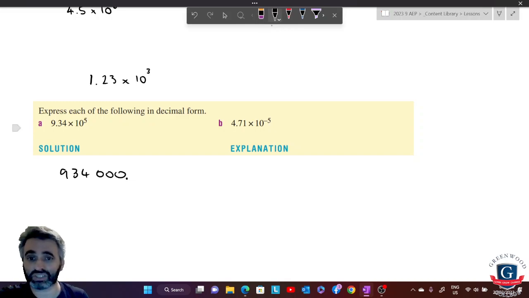And similarly in the other direction, this is 4.71 divided by 10 to the 5. So it's a very small number. So I'll put 471 down this end, put some zeros in front of it, consider where the decimal place was, which was here. And I'm going to move it 1, 2, 3, 4, 5 places. So my decimal point goes here.